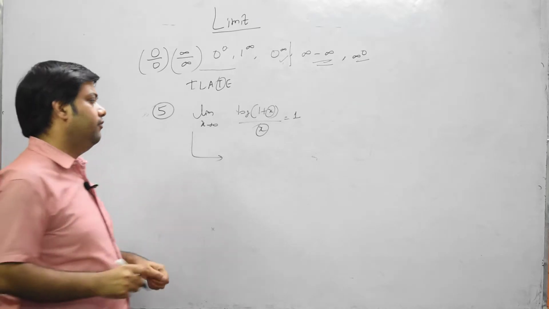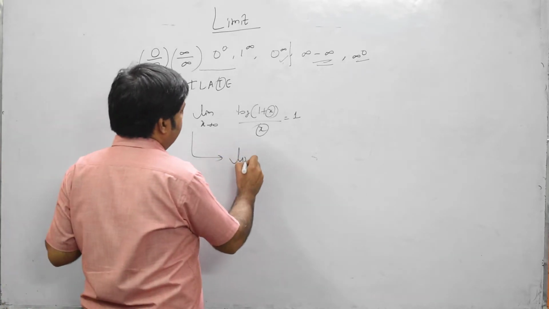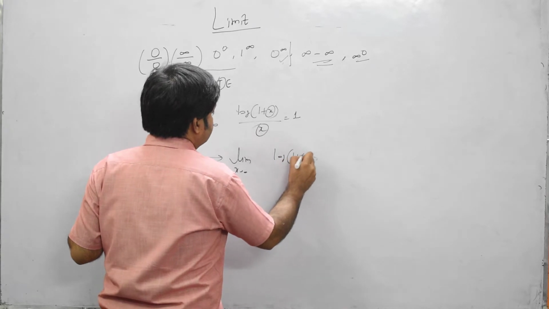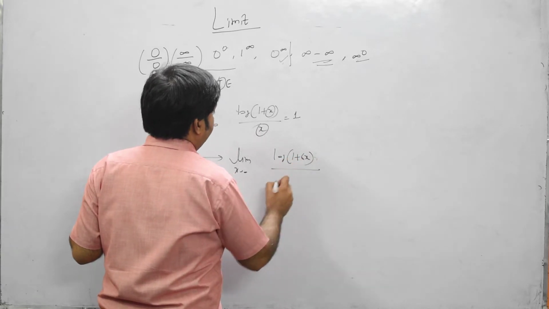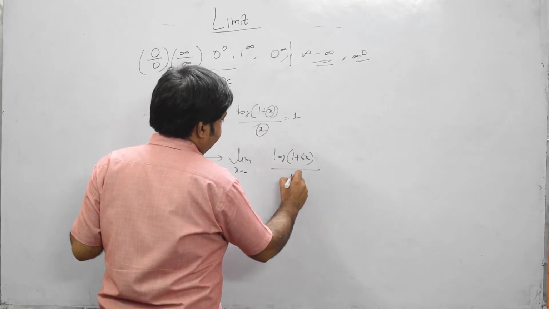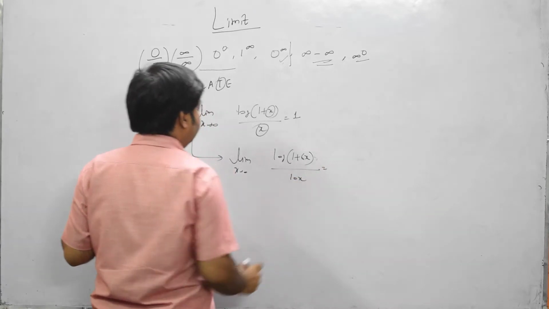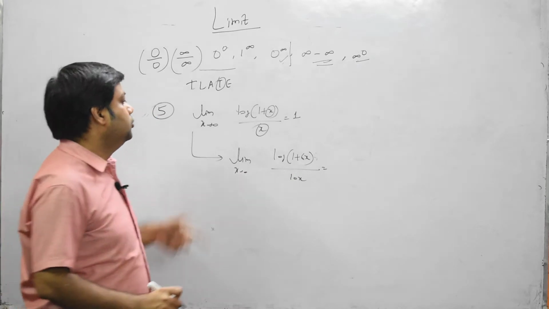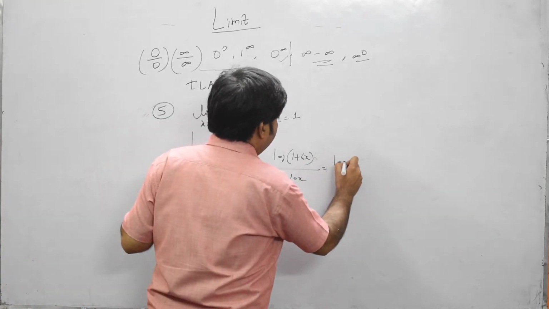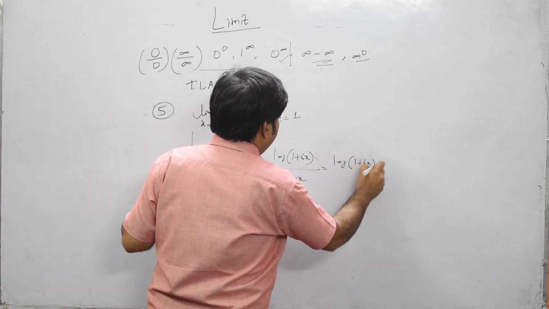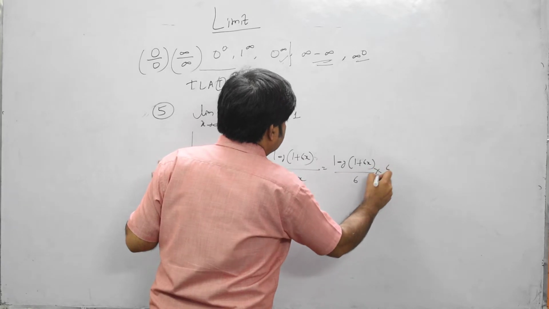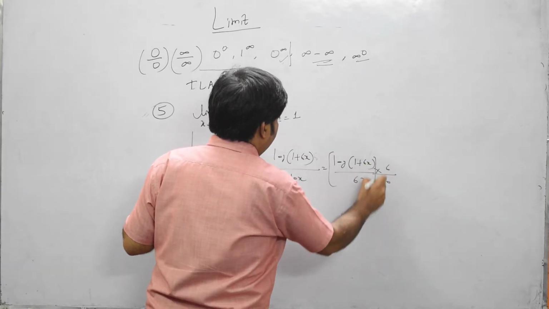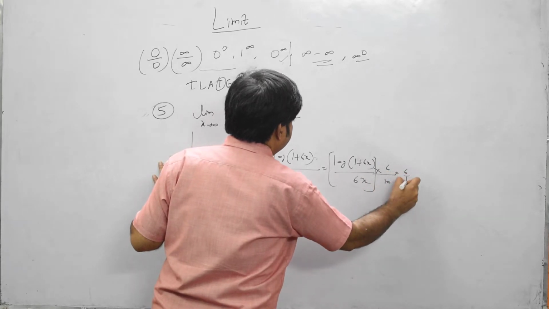So let's take a problem: limit x tending to 0, log(1 + 6x) divided by 10x. Now, the interesting fact is that you need to have the same value here. So what we do is we put log(1 + 6x) by 6x, into 6, and put x and 10 here. Now this value will come out to be 1, so this becomes 6 by 10.